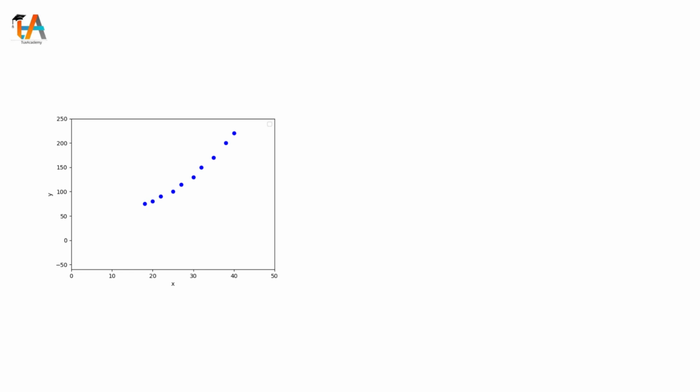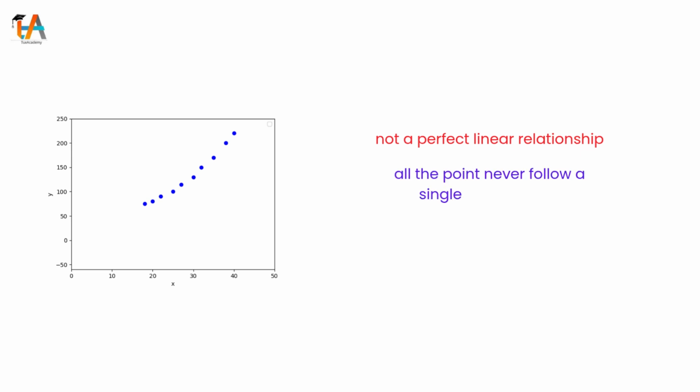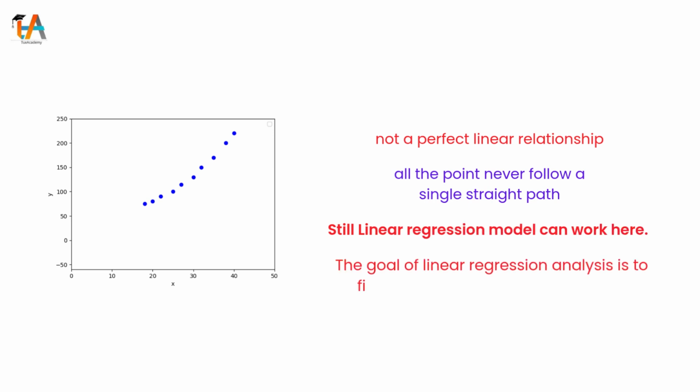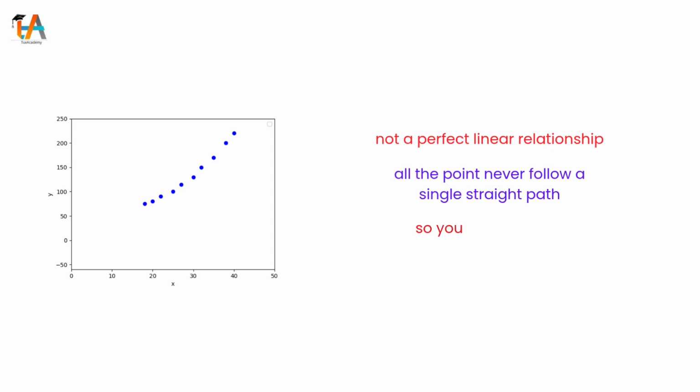Here the relationship between the variables is not perfectly linear, as the change in variable y is not constant. In the real world also, we don't see a perfect linear relationship, and all the points never follow a single straight path. Still, the linear regression model can work here. The goal of linear regression analysis is to find the general pattern in the data. This is the case where you cannot draw a single straight line by hand. We must estimate slope and intercept.